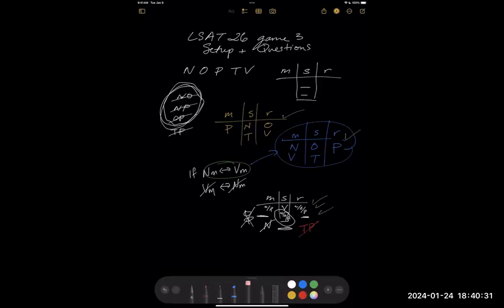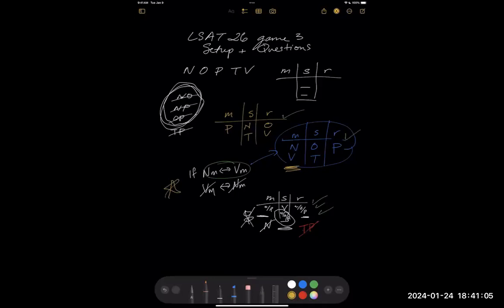We can never have N go to a movie with anyone other than V. If N goes to a movie, V does as well. If V goes to a movie, N does as well, right? So automatically, I know that A and C are not going to work based on this conditional rule here. Okay, so we can eliminate A and C.